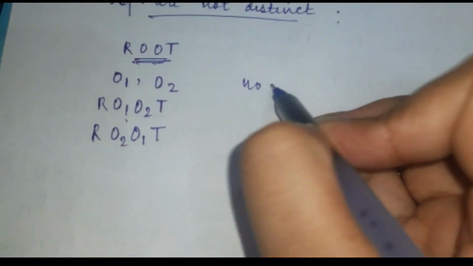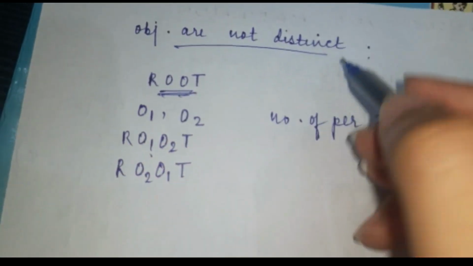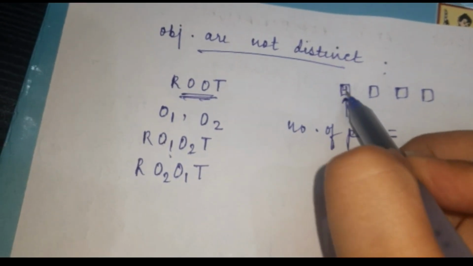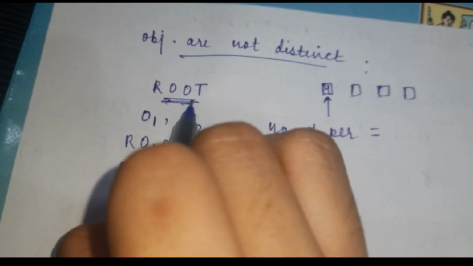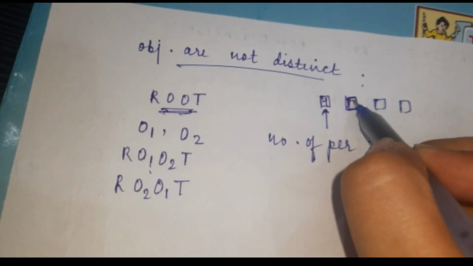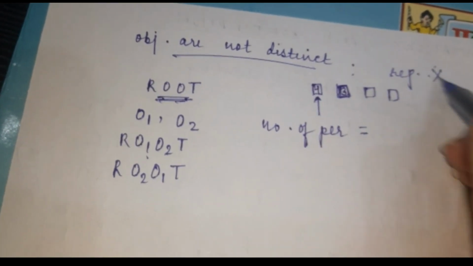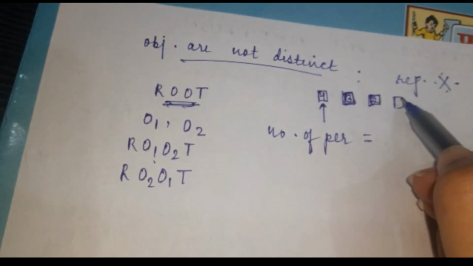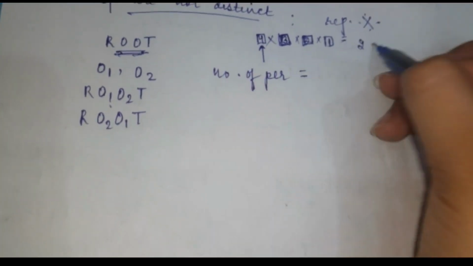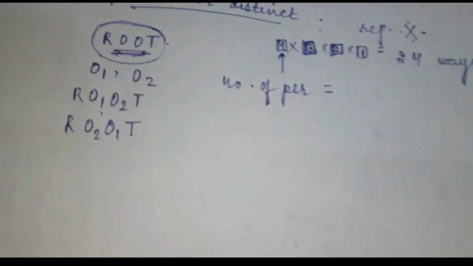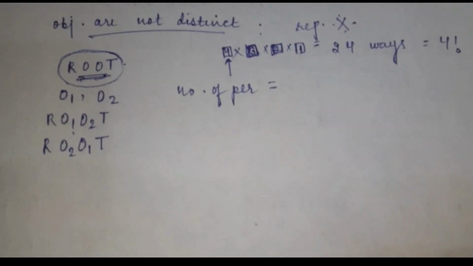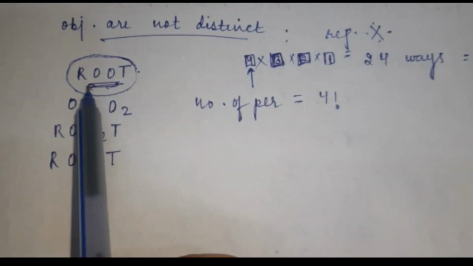So the total number of permutations in which this word can be written is, see, I have 4 alphabets in the word root. So to fill the first place, I have 4 different ways of filling it, since I am considering O1 and O2 as 2 different objects. Now to fill the second place, I have 3 alphabets left. So this place can be filled in 3 different ways. Here our repetition is not allowed. Now for the next place, I have 2 alphabets left. For the next, I have only 1 left. So by multiplying these, I get the total number of ways in which this word can be arranged, that is 4 factorial. So the total number of permutations are 4 factorial when all the objects are distinct.